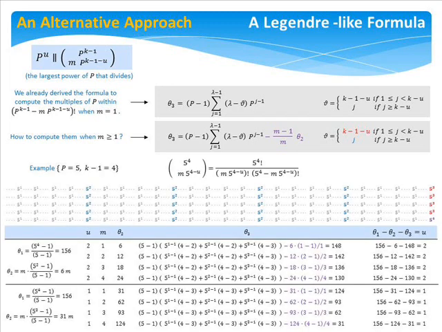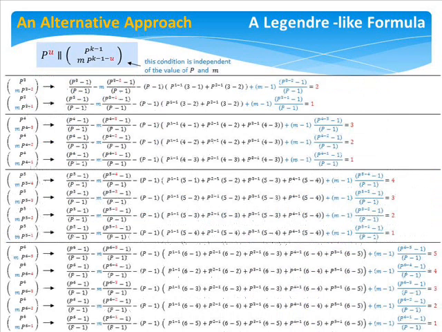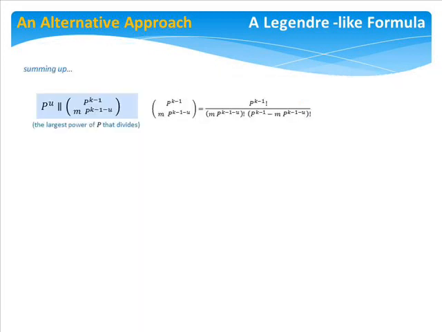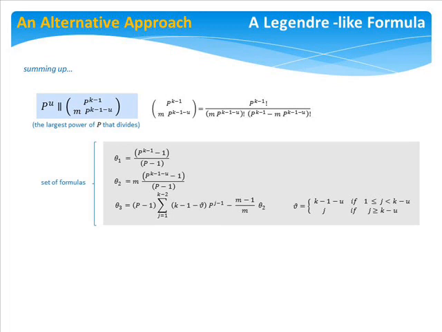Returning to the example we recently examined, you can see how it applies when m equals or is bigger than 1. Thus, it can be visualized that the condition is independent of the value of both p and m. Summing up, this is the set of formulas needed to compute the largest power of p that divides the binomial. Combining them and simplifying, we get a Legendre-like formula.